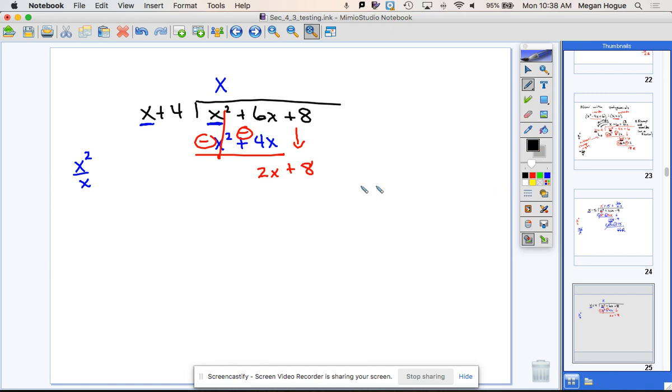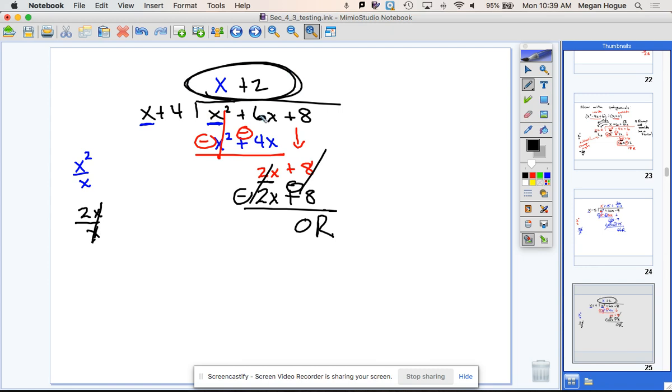I know we're running short on time, so I'm going kind of fast. Now I'm going to take 2x divided by x. First term and first term. The x's cancel. Plus 2. Number up top, so I distribute: 2x plus 8. Change the signs. This one's kind of different because what happens? They both cancel. The remainder's 0. It went evenly. We just circle x plus 2.